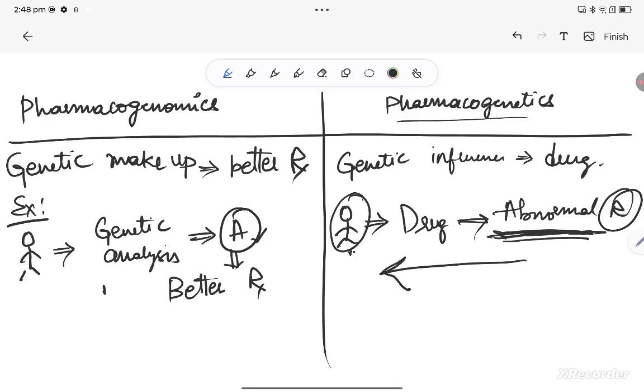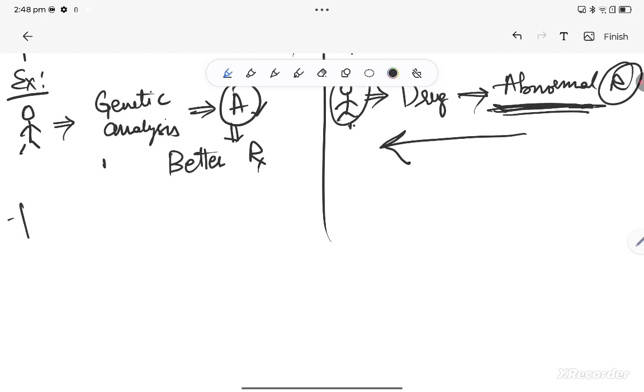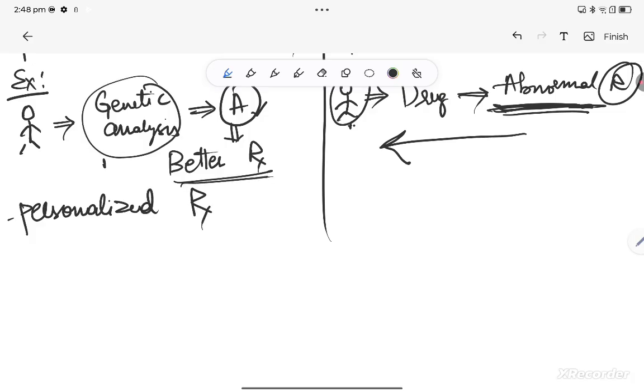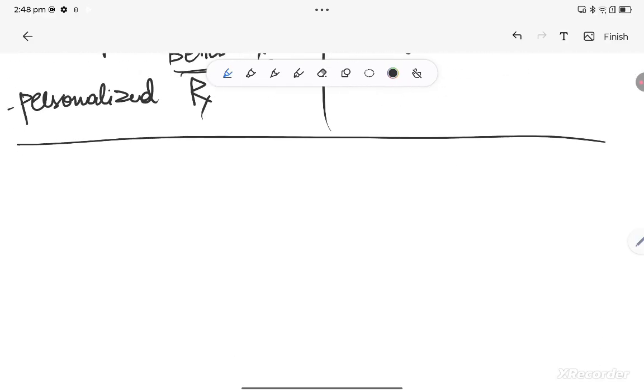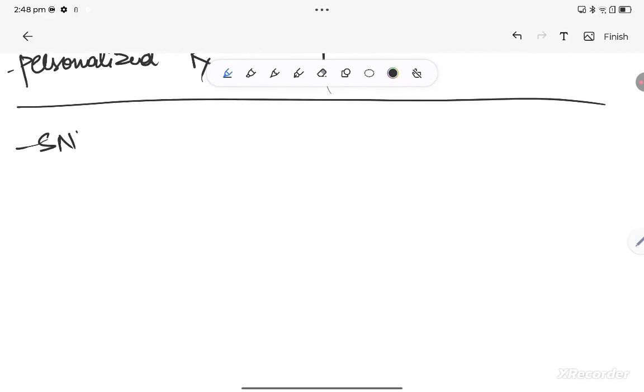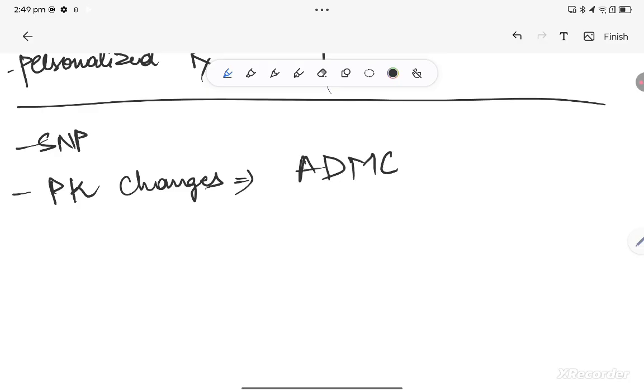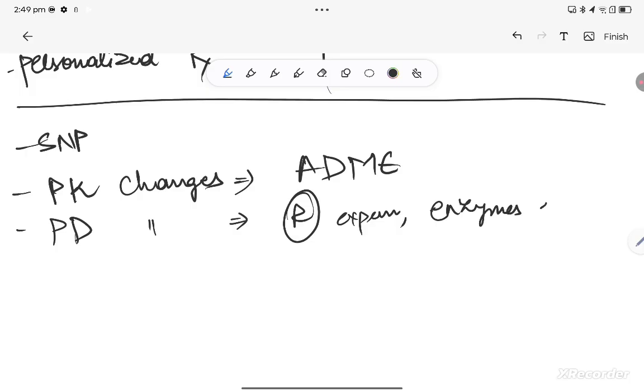And usually, pharmacogenomics is also called personalized therapy because we are understanding the genetic makeup and then going for treatment. Clear? Now, all these happen primarily because of single nucleotide polymorphisms, and these can result in either pharmacokinetic changes, that is, changes in absorption, distribution, metabolism, and excretion, or pharmacodynamic changes, like changes at the level of receptor expression, or expression of enzymes which are modulated by these drugs.